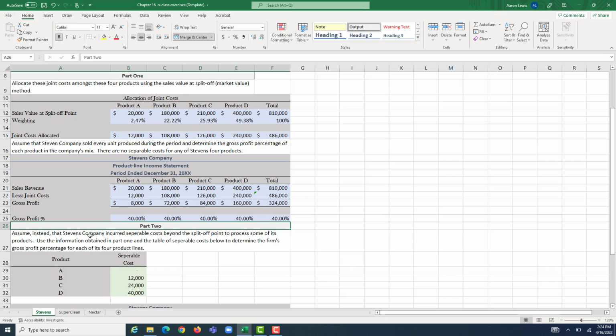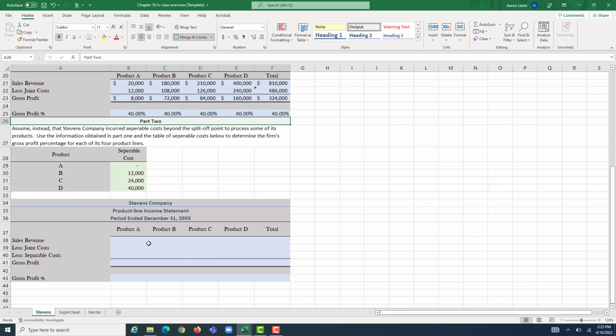So instead of doing this, we're going to put some further costs in here before we sell them. Let's figure out how that affects our gross profit percentage for each product. Product A, we're still selling as is. We're not putting any extra costs in there to make it nicer, fancier, more marketable, etc. We're going to spend an extra $12,000 further processing product B, $24,000 further processing product C, and $40,000 further processing product D. And again, these are all separable costs, unique to each product, not part of the joint process which yielded all 4 base level products at once.